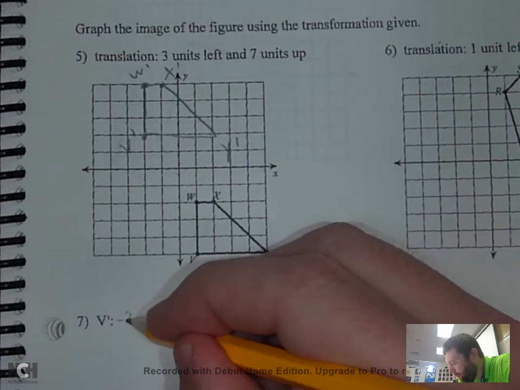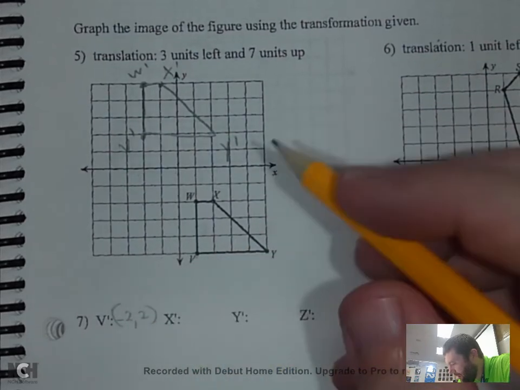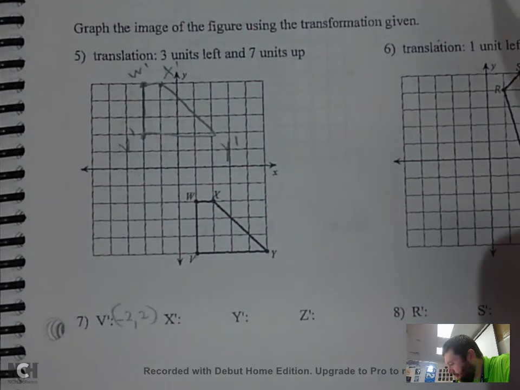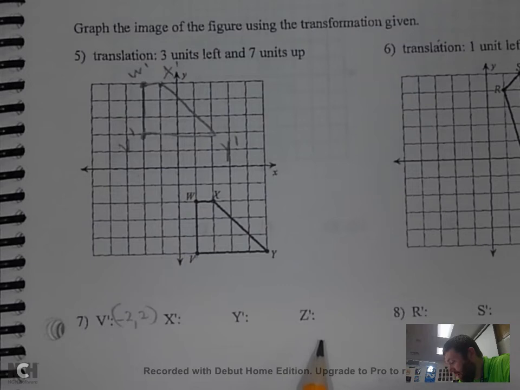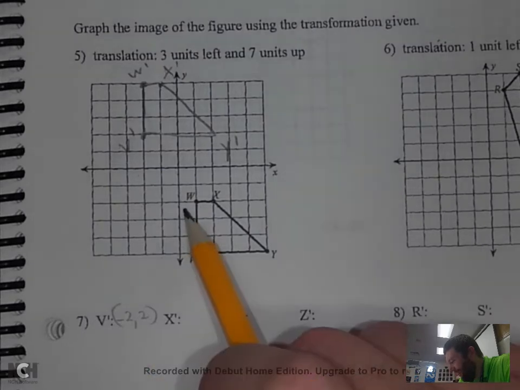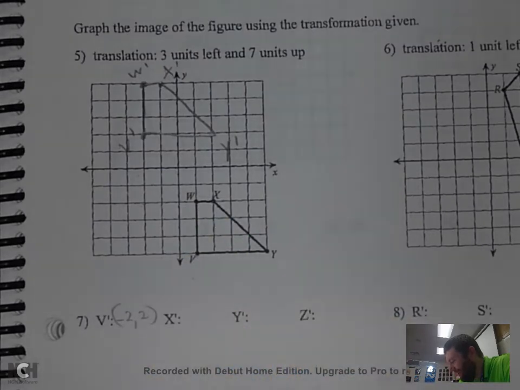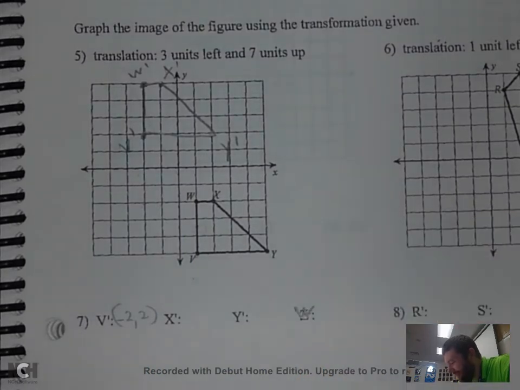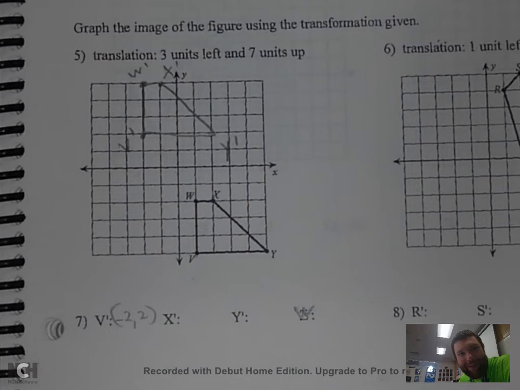-2, 2. And W, I guess, is supposed to be, so I have WXVY. Guessing Z is supposed to be W because there's not a Z, so I guess I'll have to tell you guys that on that day.